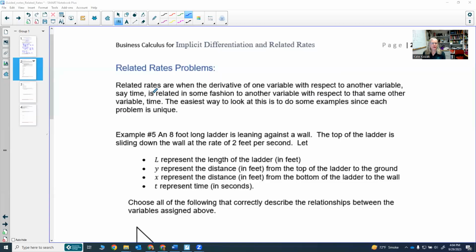In this problem, we will find out how to solve a related rate problem. Related rates are when the derivative of one variable with respect to another variable, say time, is related in some fashion to another variable with respect to that same other variable, let's say time. The easiest way to look at this is to do some examples, since each problem is in fact unique.